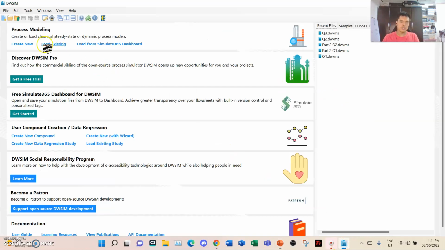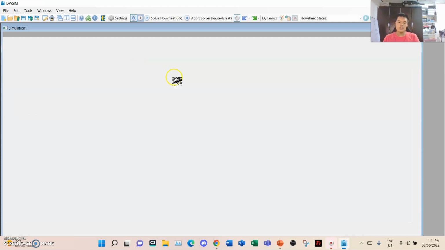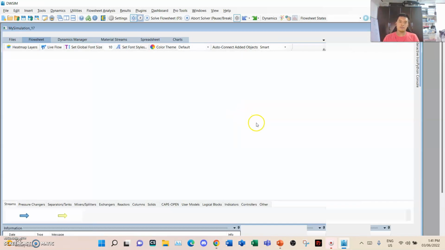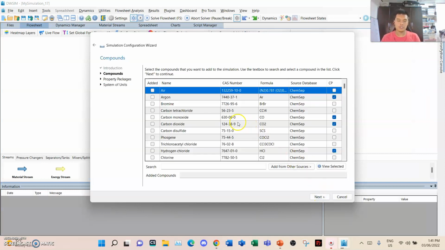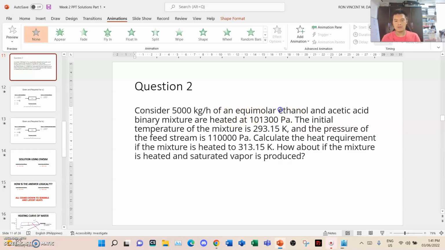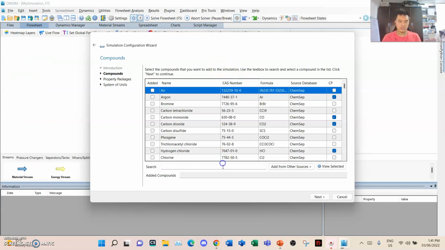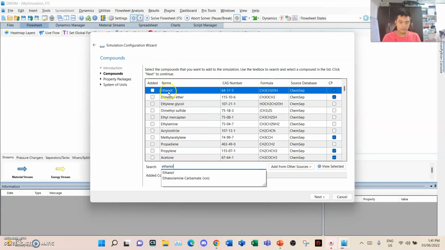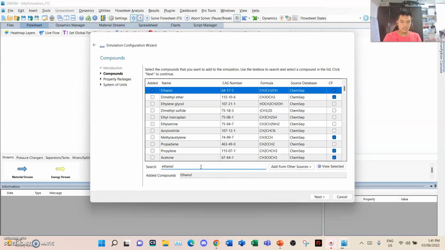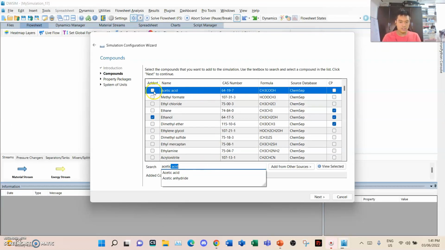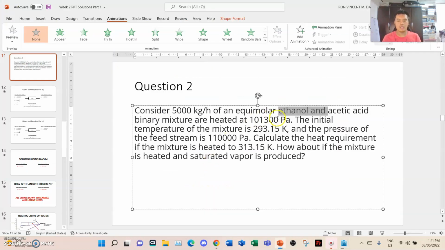So going to DWSIM, let's create a new process model. Then to initiate the problem, we need to set our boundaries and conditions. So going back, one of our components is ethanol. So we will write here ethanol. Then the next component is acetic acid. Okay. Then we need to check if it is correct. So we have ethanol and acetic acid added to our compounds. And those are the only compounds here.